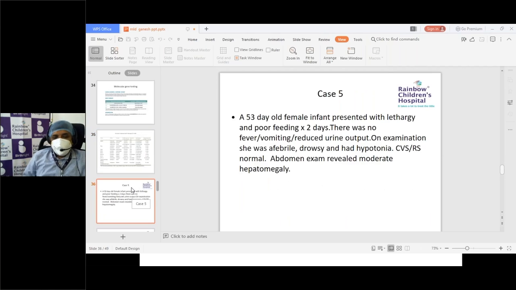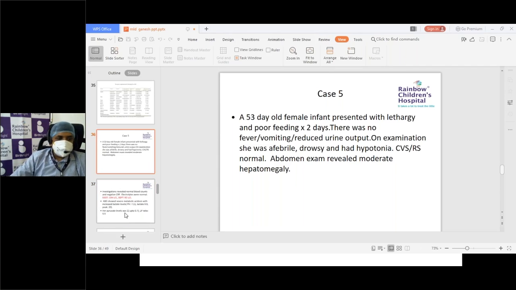Next comes a 53-day-old female infant who presented with lethargy and poor feeding for 2 days duration. There was no fever, vomiting, or reduced urine output. On examination, she was afebrile, drowsy, and this baby had hypotonia. Cardiopulmonary examination was normal, and abdomen exam revealed a hepatomegaly. Again, lethargy, poor feeding, and hepatomegaly, right? So these are the points towards thinking in terms of a metabolic liver disease in this baby.